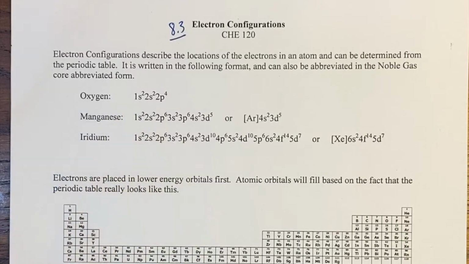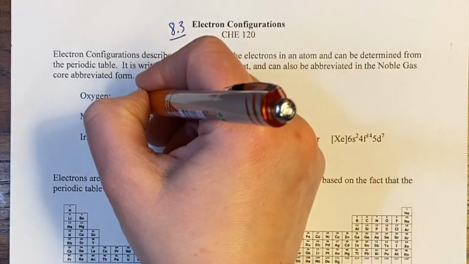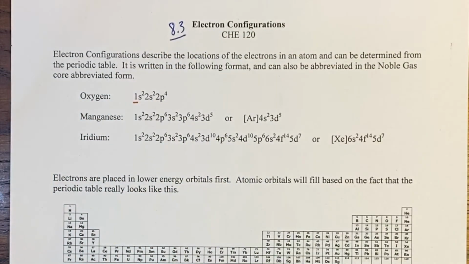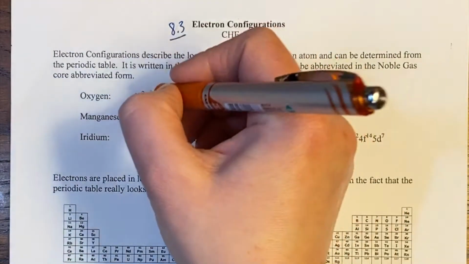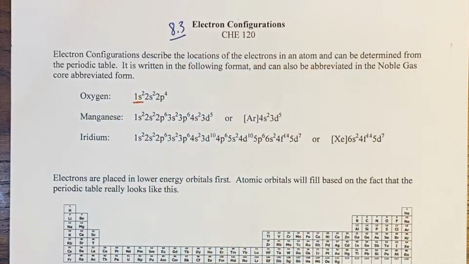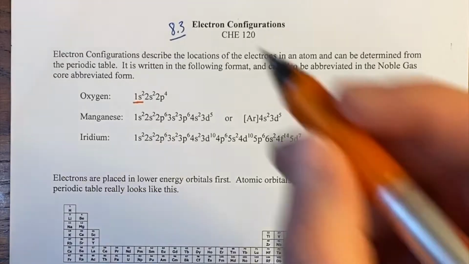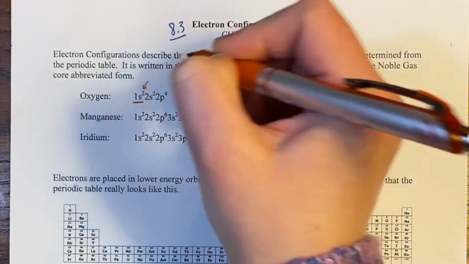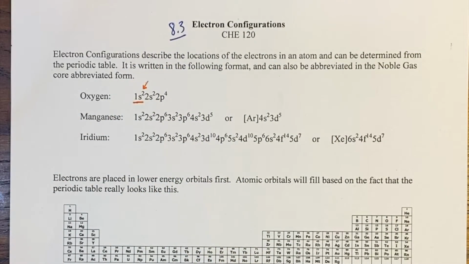Where in this information, that first one tells us the shell. The s then tells us the shape of the orbital, or the specific subshell that we're going to be working with. And the superscript tells you the exact number of electrons that are going to be placed into that orbital.